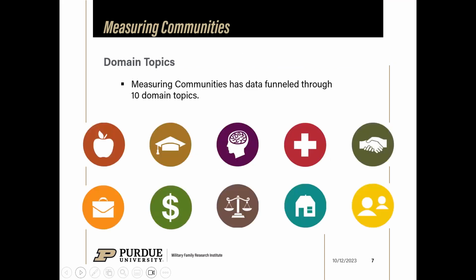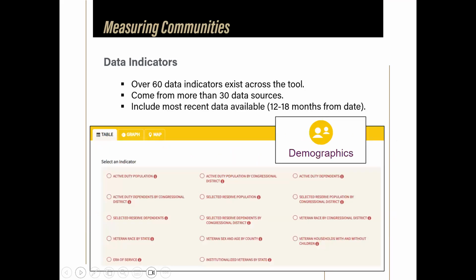Our data that's included in Measuring Communities is funneled through one of 10 domain topics. You're seeing on the slide here that we've got data for K-12 education, post-secondary education, behavioral health, medical care, community, employment, financial, legal, housing, and demographics. So say, for example, that you're interested in the data that exists for the demographics domain. In the site, when you click on demographics, what you're going to see here is then a list of data sets, or what we refer to as data indicators.